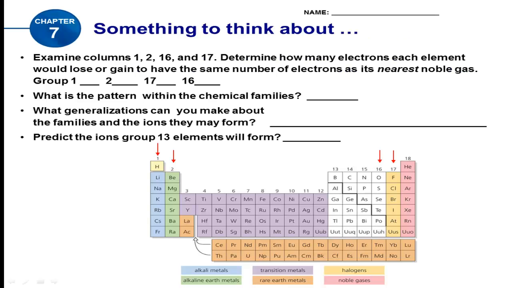So we started this little presentation with this page. I think now you should be able to actually answer those questions. So it asks you to examine columns 1, 2, 17, 16, and tell me how many electrons each element would lose or gain to have the same number of electrons as its nearest noble gas. So group 1, something like lithium. How many is it going to have to lose or gain?